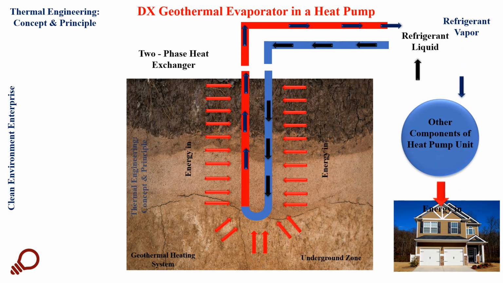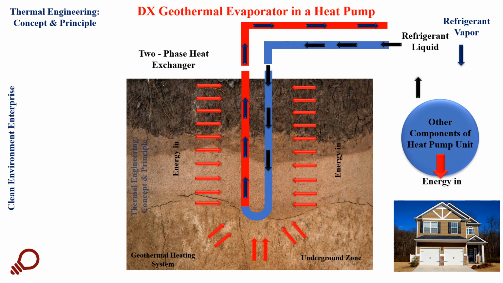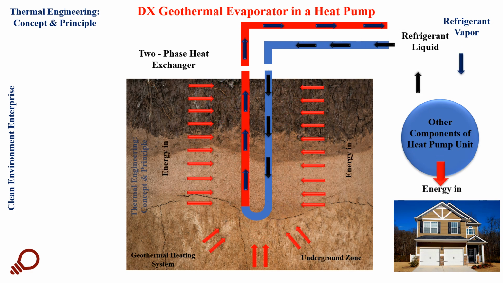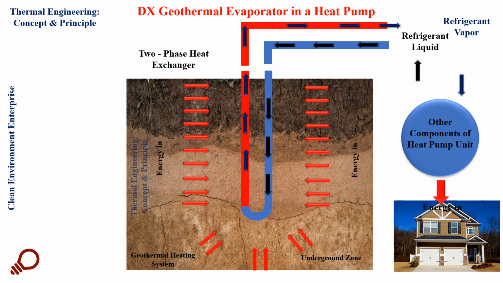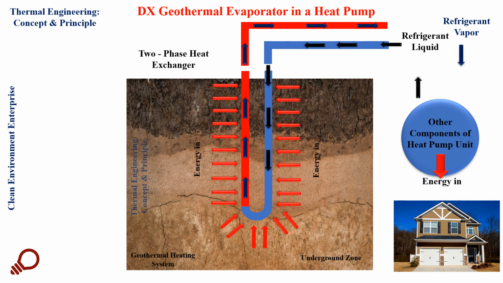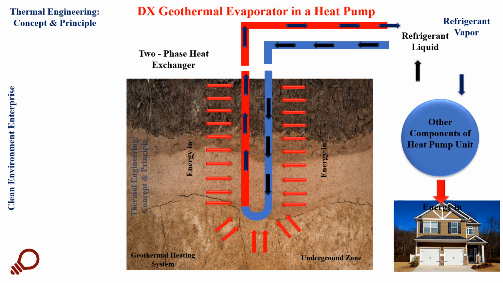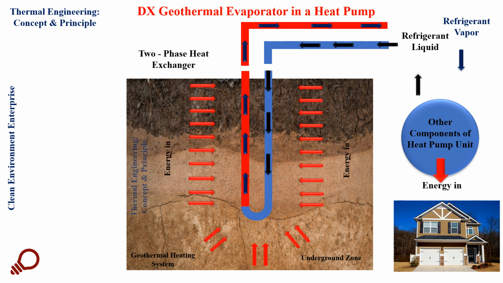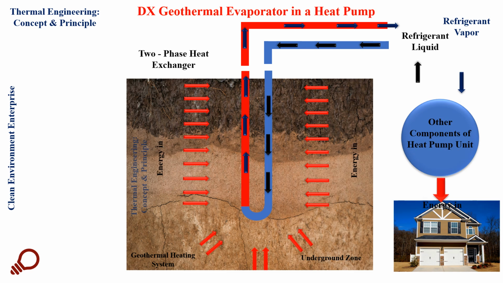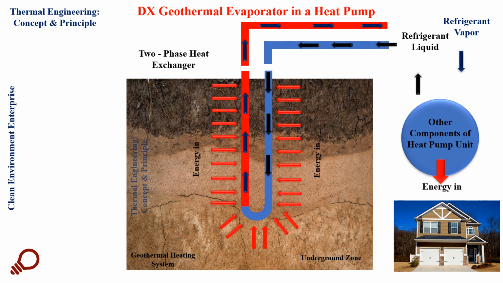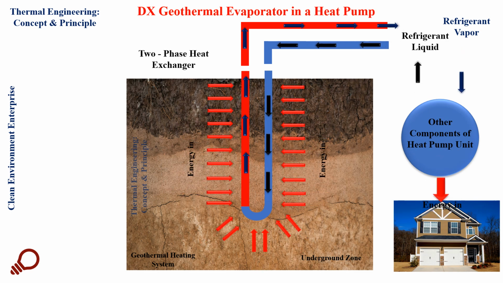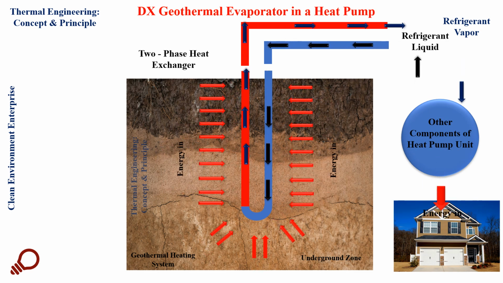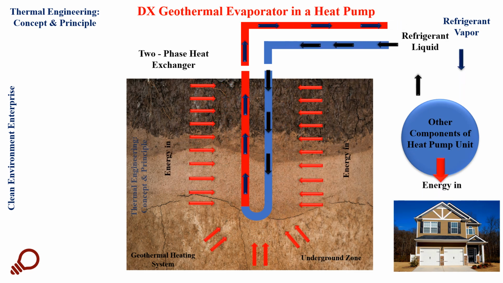The DX geothermal evaporator in a heat pump. And here we have the evaporator, which represents the ground part of the heat pump. So the other parts represent the condenser, compressor, and expansion valve. This is for the construction of the heat pump.